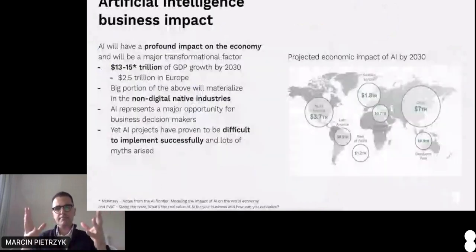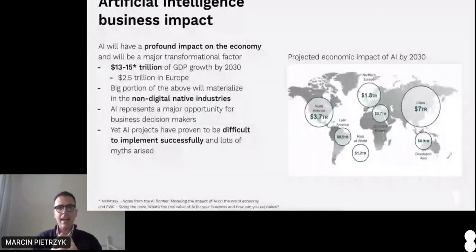Now, talking a little bit about one of the core aspects of AI and its business impact, we already see that the impact of AI on the economy is profound, and the projections are quite striking. I think McKinsey is talking about 13 to 15 trillion of GDP growth by 2030, out of which 2.5 would be in Europe. So this is an unimaginable sum of money that can help our economy grow. And we think that this aspect of AI and analytics is really a key one for enterprises in the 2020s. We think that 2020 is a decade of analytics.